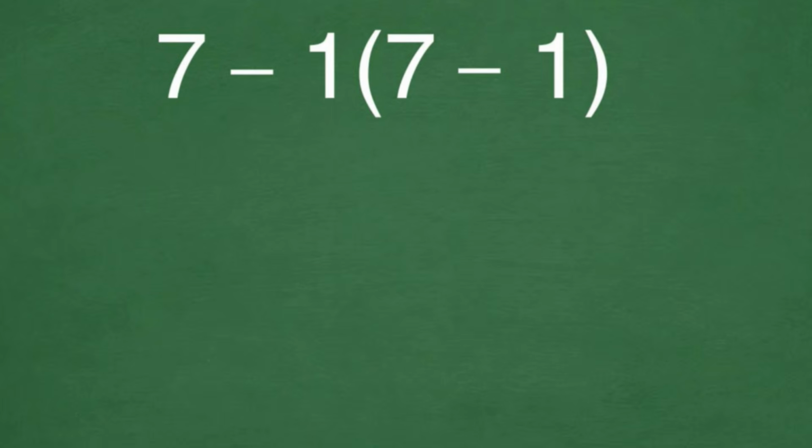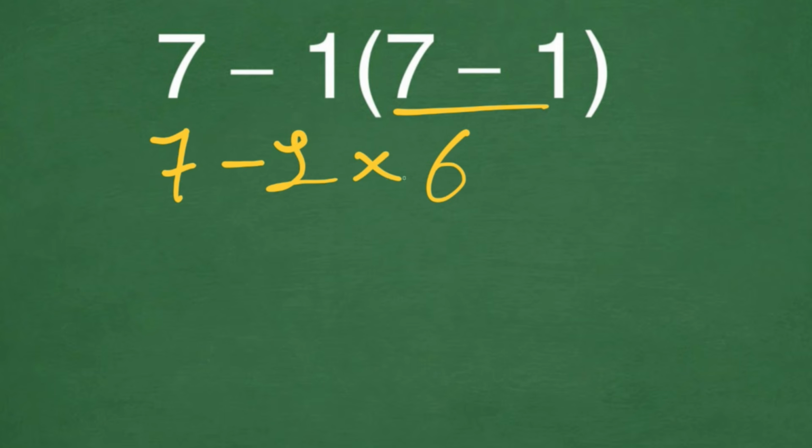So here is where most people get lost. 7 minus 1 is indeed the first thing to solve, and 7 minus 1 gives us 6, and then the problem becomes 7 minus 1 times 6, because if a number is next to parentheses, that means multiplication, right? So 1 is going to be multiplied by 6.